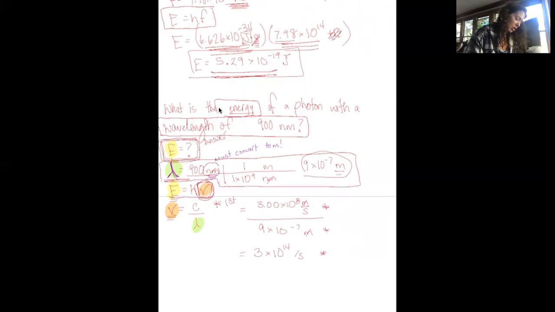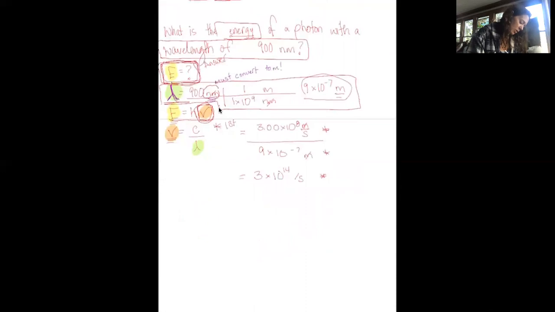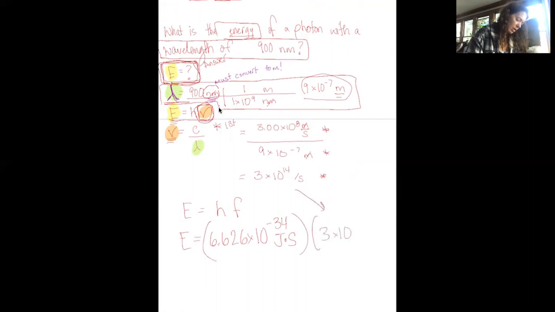However, the question here was how much energy. So I now need to take my energy equation, which is hf, and take my energy. h is 6.626 times 10 to the negative 34th joule seconds. And I need to multiply that by my frequency, which I just got, which is 3 times 10 to the 14th. And that goes there. When I multiply those, 6.626 E negative 34 times 3 E 14 equals, I get, and yes, that makes sense.